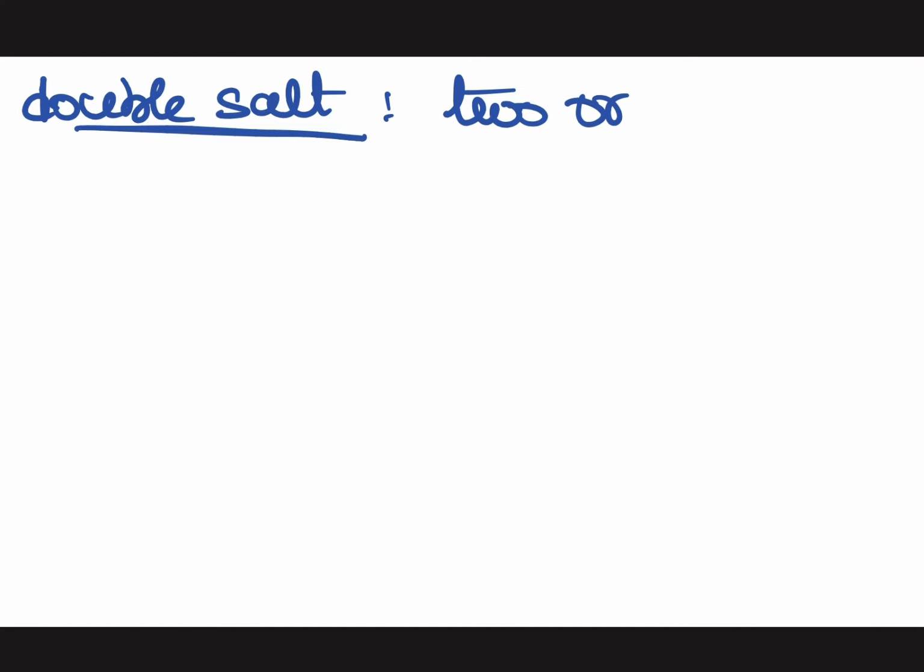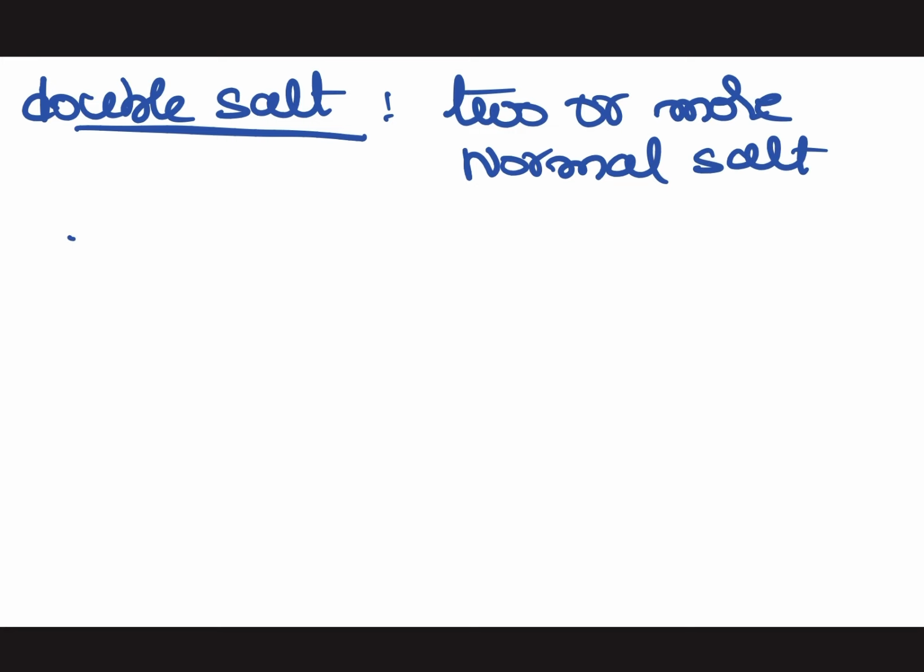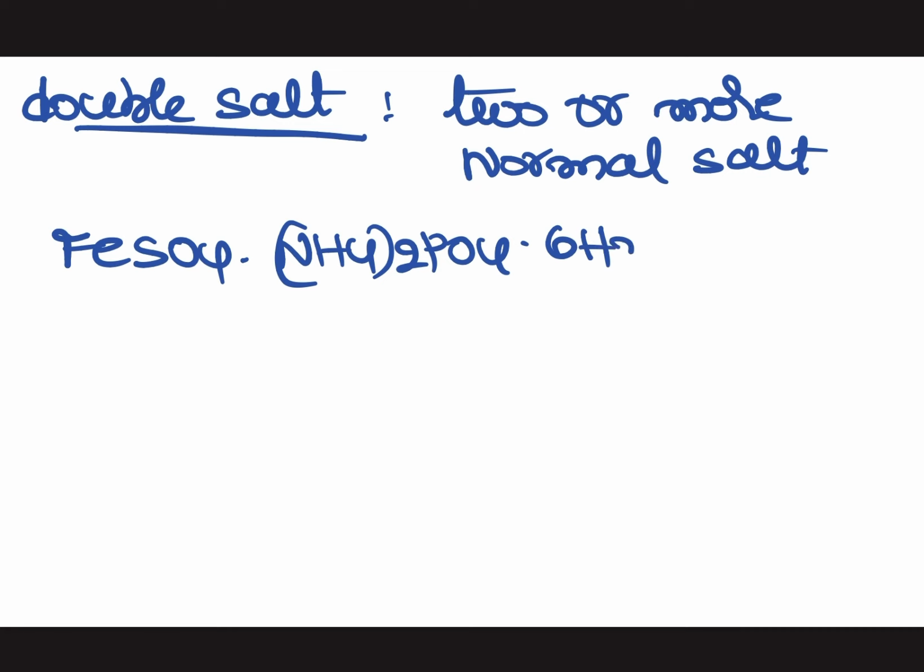Next one is called a double salt. A double salt is the combination of two or more normal salts. So for example, you can see FeSO4. Here there is no replaceable H plus and OH minus, that means this is a normal salt. So (NH4)2SO4 dot 6H2O. Here also there is no replaceable H plus OH minus ion. This is a normal salt. These two combinations are present in the salt. That's why this is called a double salt.